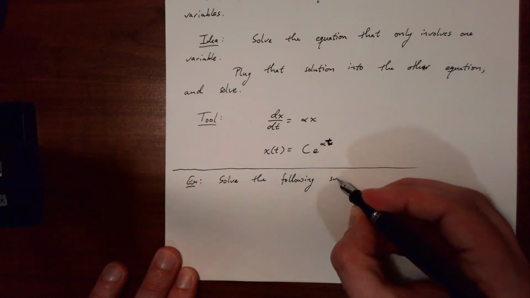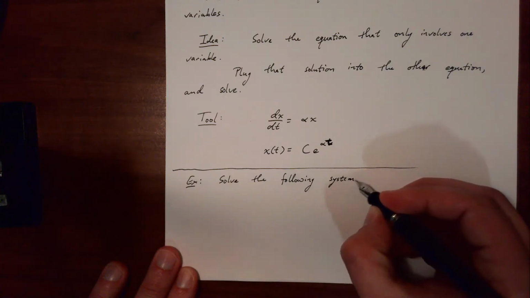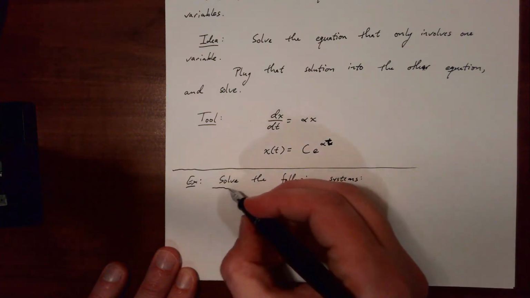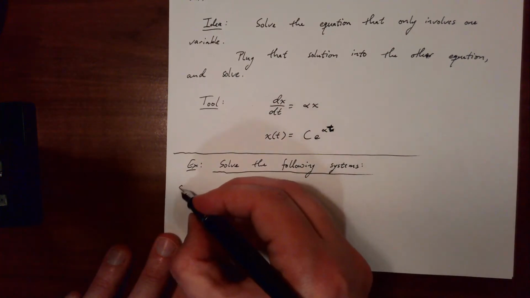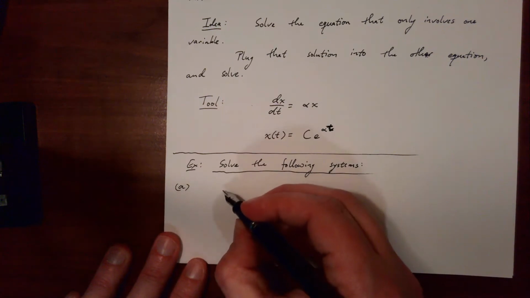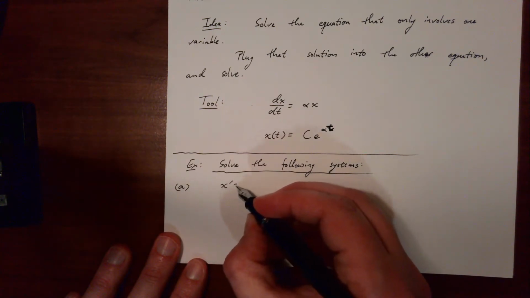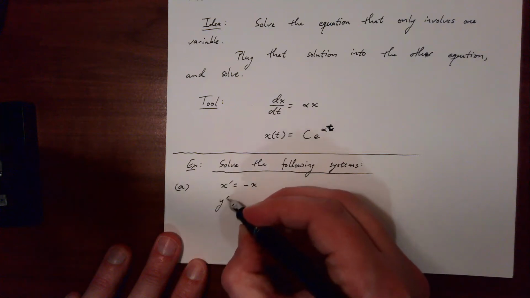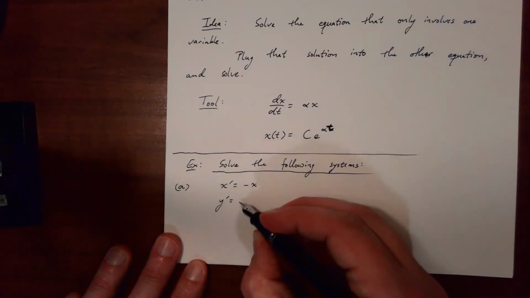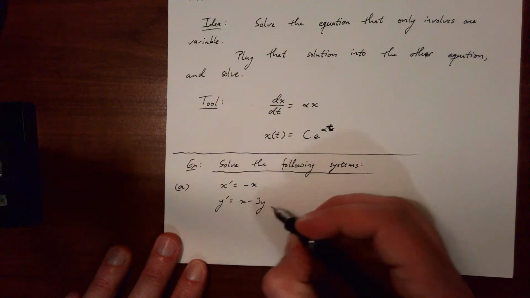The following systems. All right, well, here we go. Let's give it a try. A. So we'll start with x prime is equal to negative x, y prime is equal to x minus 3y.